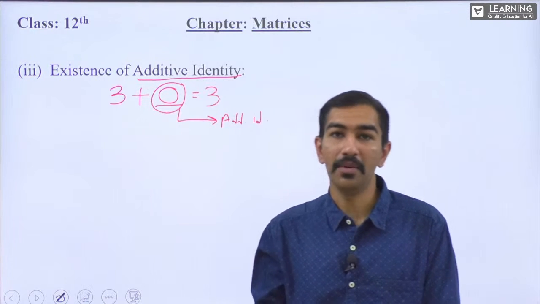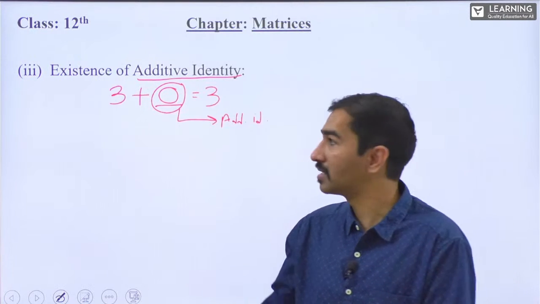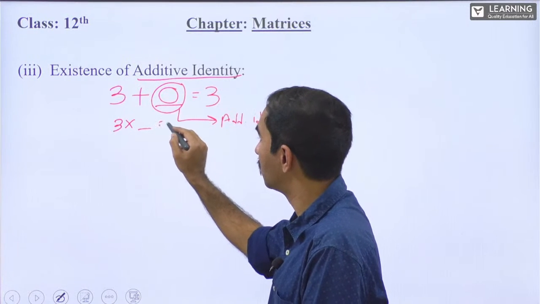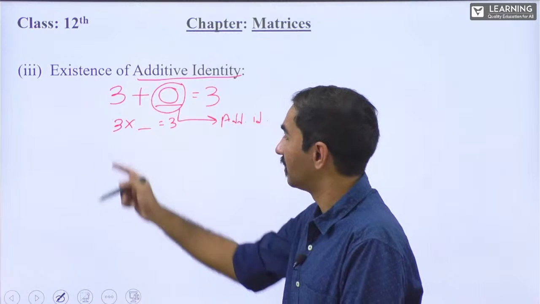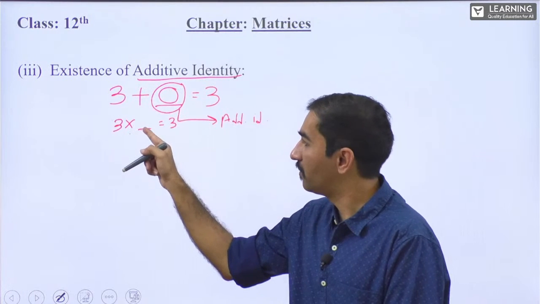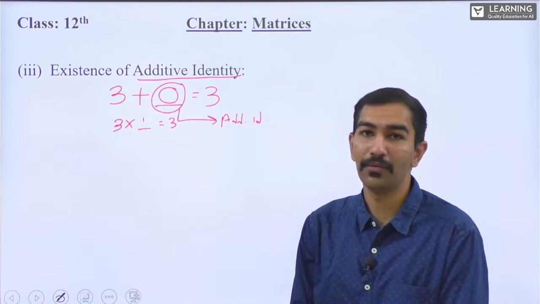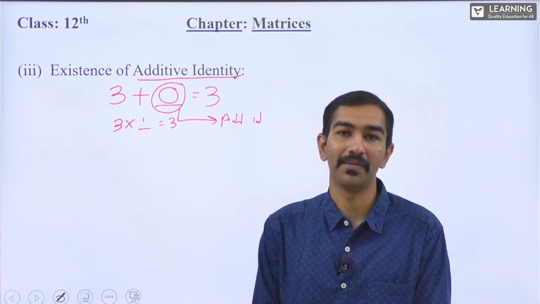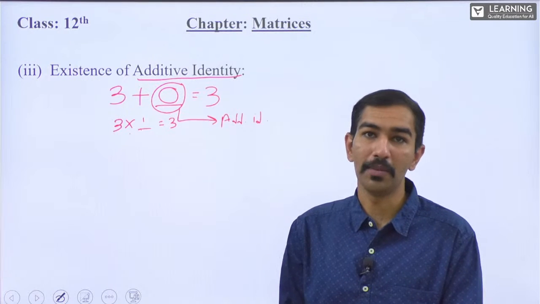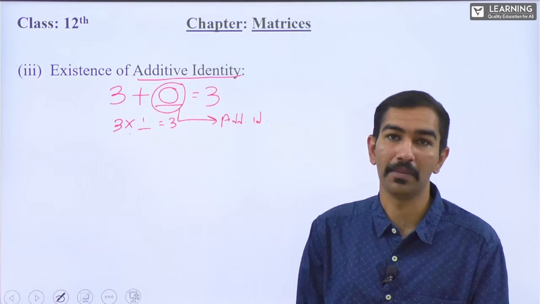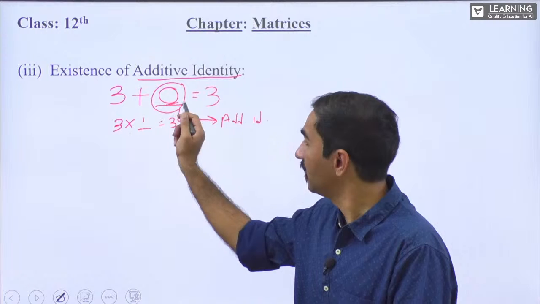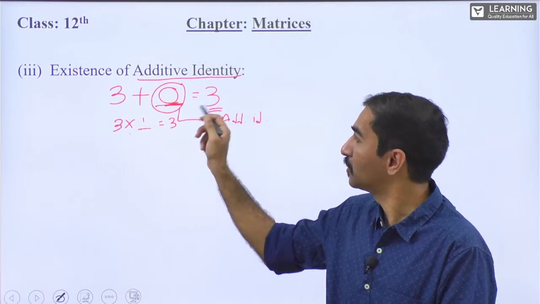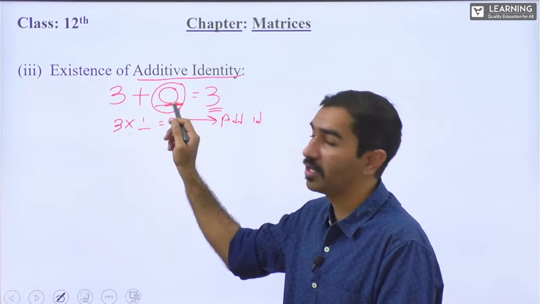Similarly we have a multiplicative identity, which means 3 into dash equals 3. What should be filled in this blank? 1. So therefore 1 is called the multiplicative identity of numbers. Any number you multiply with 1, we will be getting the same number. Very similarly, any number you add with 0, you will be getting the same number. So therefore, students, 0 is called an additive identity.